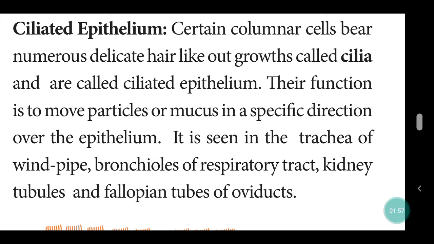It is also present in kidney tubules. There are a lot of tubules coming from the kidney. And it is present in the fallopian tubes. What are fallopian tubes? Near the ovary, these two tubes are there. They are called fallopian tubes or oviducts. Oviducts are egg-releasing ducts. Ducts means tubes.